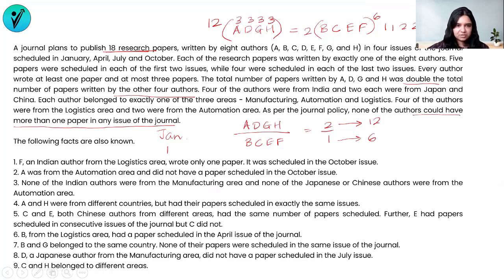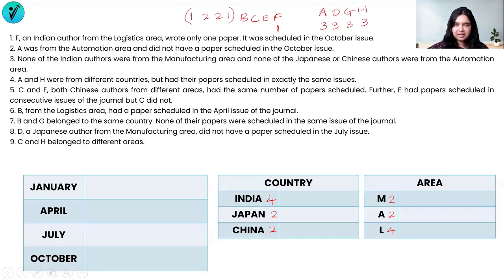Let's take a look at the additional information and try to fill in as much as we can here. So we know that F is an Indian author from logistics. I'm going to keep writing the moment I come to know who belongs to which country or area. So F is from India, from the logistics department, and has written only 1 paper. It was scheduled in the October issue. So I'm going to give F a place in October.